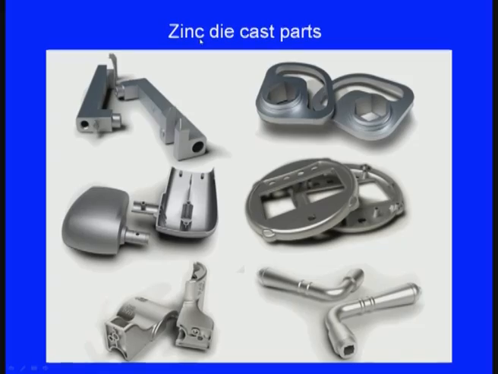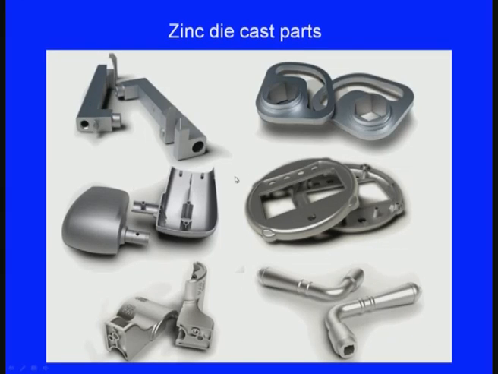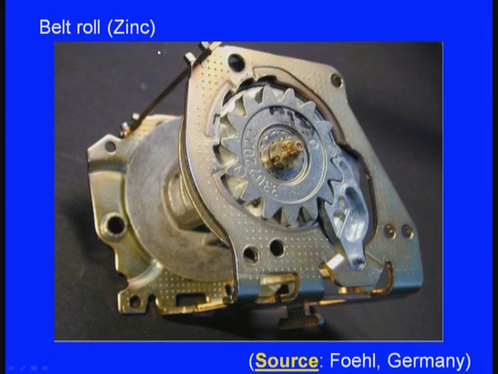These are the zinc die cast parts. You can see excellent surface finish is there. These cast parts are made by hot chamber pressure die casting process. This is a belt roll. It is a zinc casting. It is made by pressure die casting process.